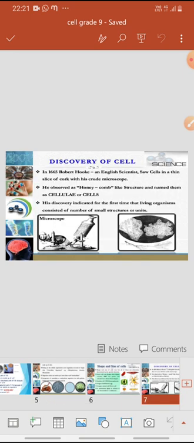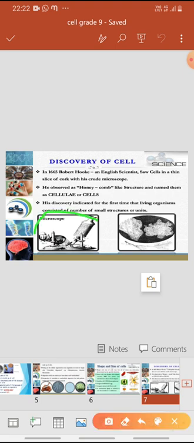Discovery of cell. In the year 1665, Robert Hooke, an English scientist, saw cells in a thin slice of cork with his crude microscope. What did he observe? He observed a honeycomb-like structure and named them cellulae or cells. His discovery indicated for the first time that living organisms consisted of a number of small structures or units.